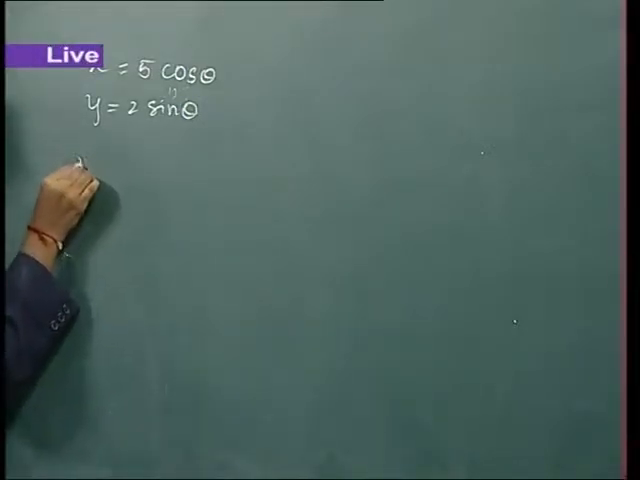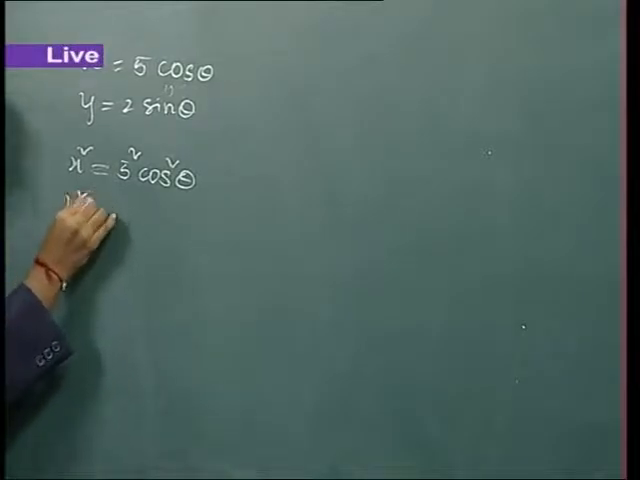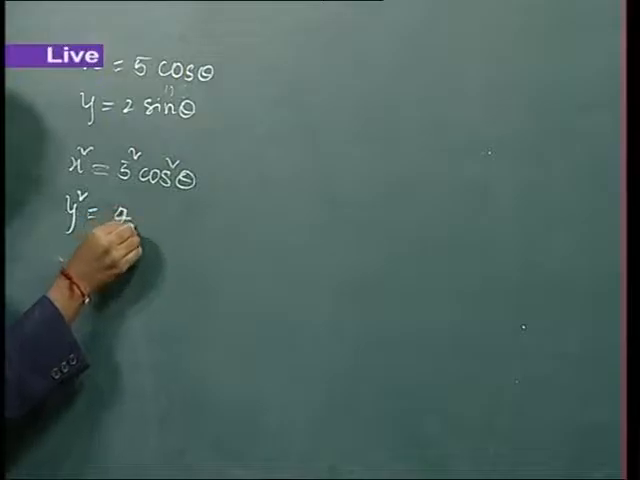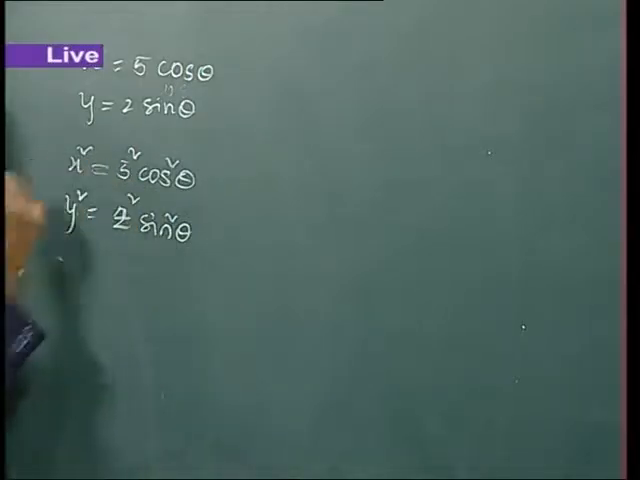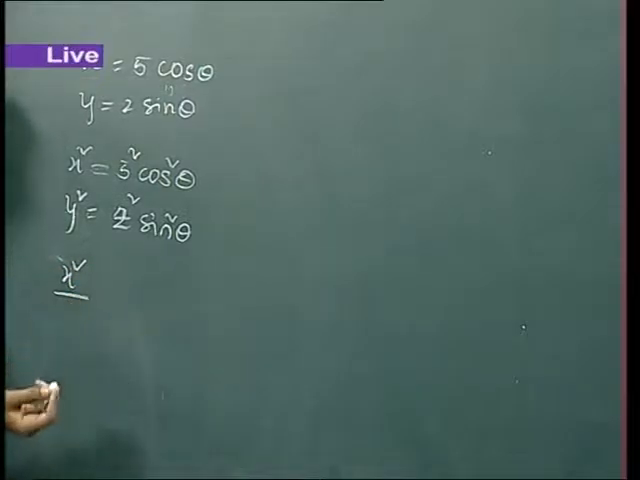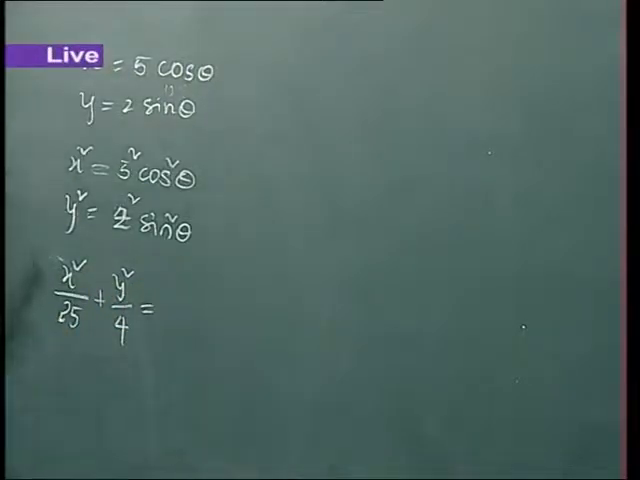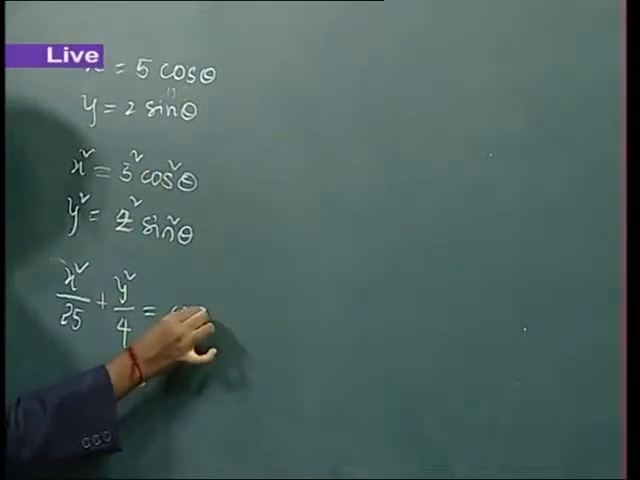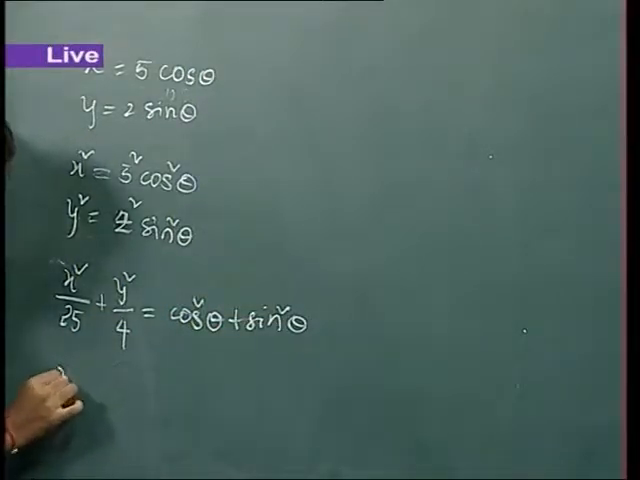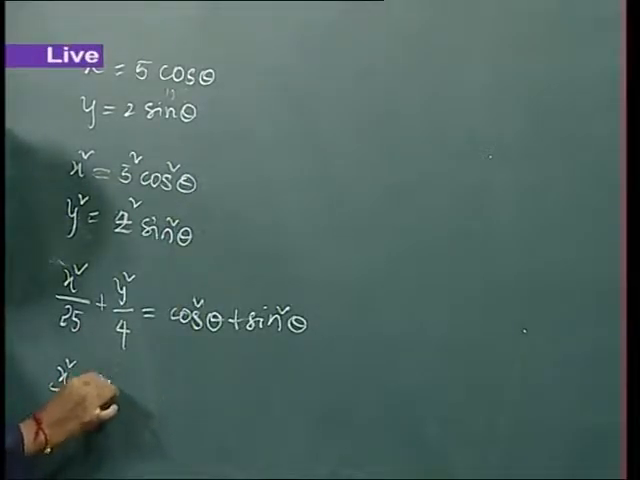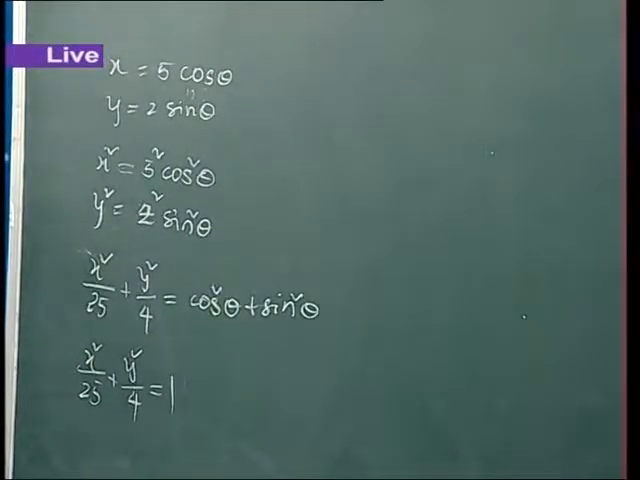We are taking these parametric equations. Then, by squaring on both sides, we get x square equals 5 square cos square theta, y square equals 2 square sin square theta. Then, if we take 5 square on the LHS, x square by 25 plus y square by 4 equals, adding both the equations, cos square theta plus sin square theta, which is equal to 1. So, x square by 25 plus y square by 4 equals 1. Here, it is a major axis, and it is a minor axis.